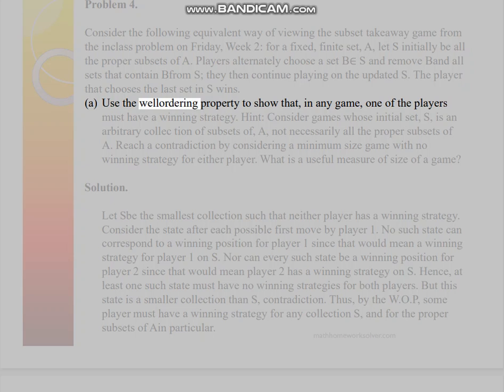Use the well-ordering property to show that, in any game, one of the players must have a winning strategy. Hint: consider games whose initial set, S, is an arbitrary collection of subsets of A, not necessarily all the proper subsets of A. Reach a contradiction by considering a minimum size game with no winning strategy for either player. What is a useful measure of size of a game?